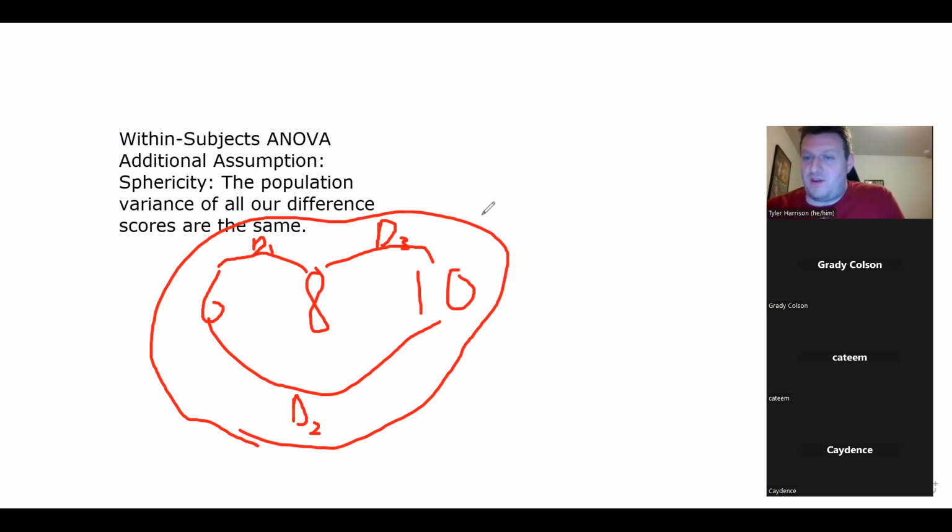Okay. Homogeneity of variance is that not the variance of different scores, but the variance of our scores in general is the same at the level of the population. This one says something very similar, where instead of regular scores, it's all the different scores. The variance is the same at the level of the population. Okay, so it's just less broad, I guess, because it's less different scores. Okay, cool. Thank you.